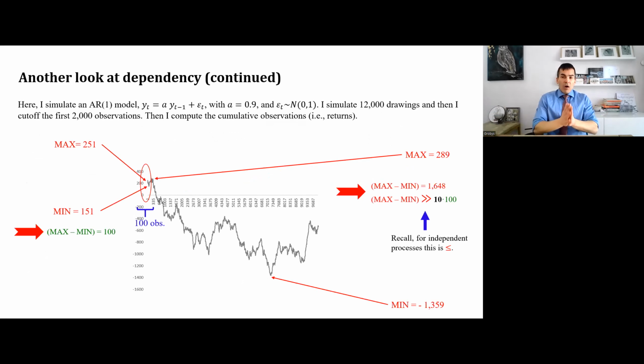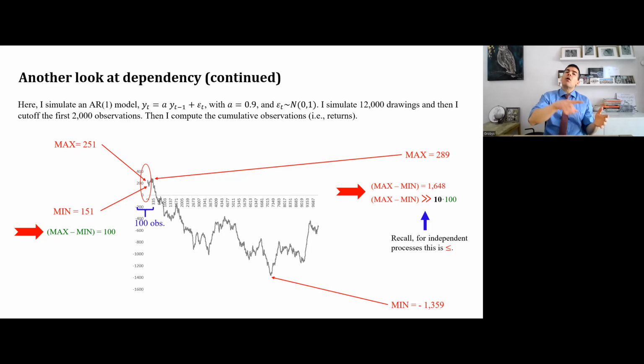So what I do now here is I simulate an AR(1) process, because now we know an AR(1) process is a persistent process. We have dependency here going on. It's not an independent process. So I simulate an AR(1) process: Y_t is equal to A times Y_{t-1} plus an innovation process epsilon_t. Here our A parameter, the first-order autoregressive parameter, I set equal to 0.9.